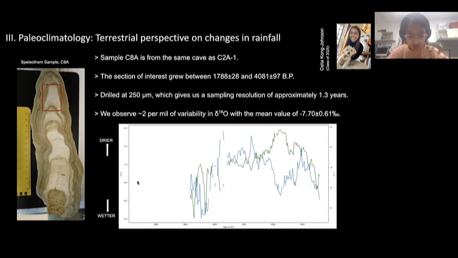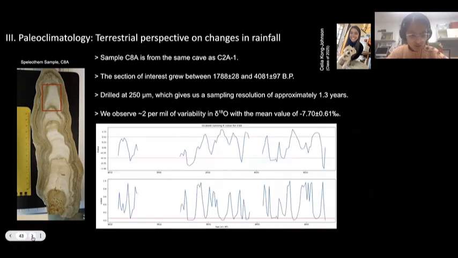Again, looking at the record over here, the delta O18 is indicated by the blue and the primary y-axis, and the delta C13 is indicated by the secondary y-axis in green. The mean value is within standard deviation of C2A-1, at minus 7.70, and we actually notice a 2 per mil variability in this record. So what happens when you actually start comparing the two?